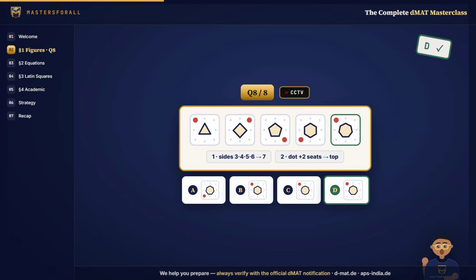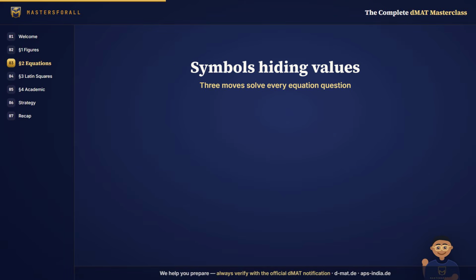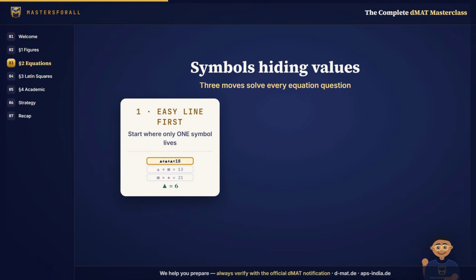You now think in R's. Section 2. Mathematical equations, new section, same discipline. Symbols instead of numbers, triangles, squares, circles, each hiding a value. 3 moves solve everything. Move 1, easy line first.